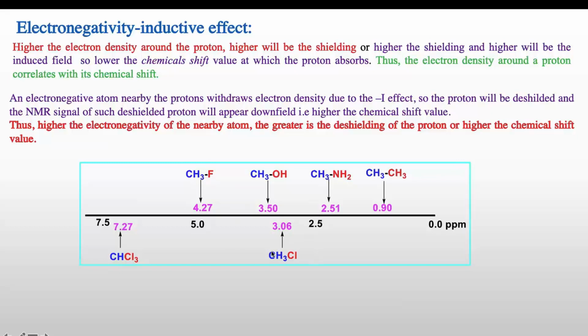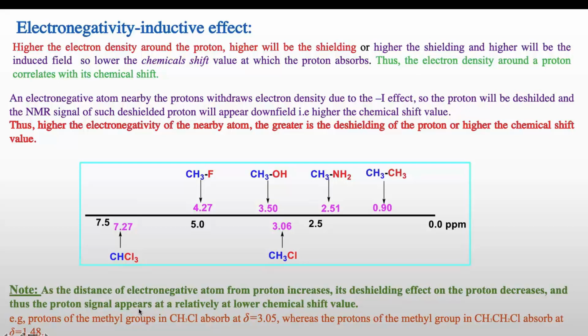Here we can see protons connected to only one chlorine come at 3.06. If we increase the number of chlorine atoms, the chemical shift value increases, because with more electronegative atoms, the electron density around a proton becomes lower, so the chemical shift value will be higher.